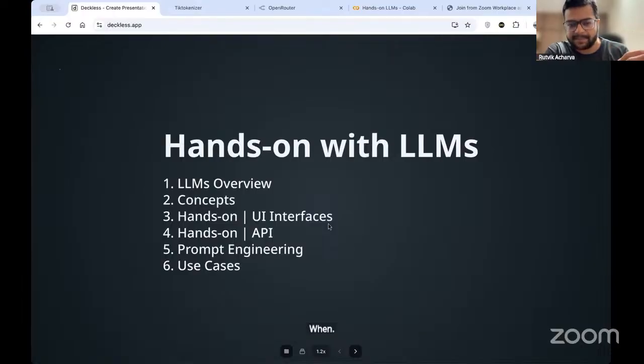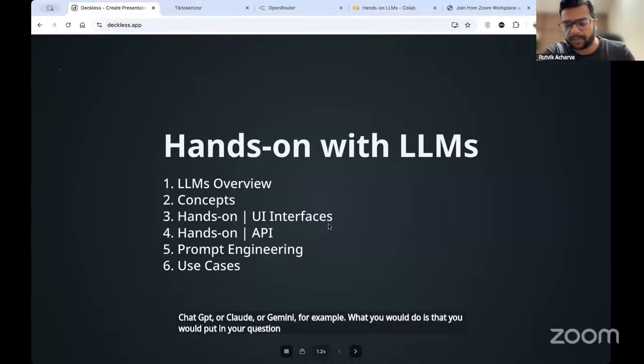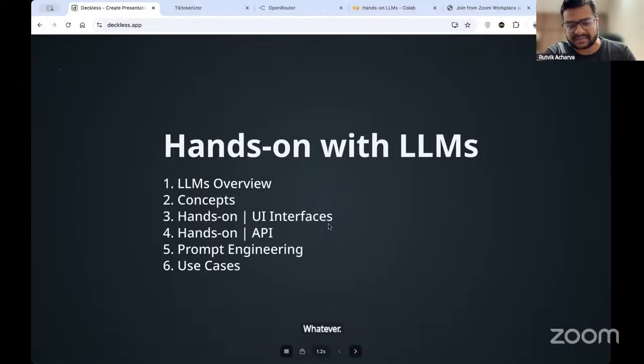So my idea is that whenever I say an API, basically what we mean is think of a general setup that you have with an LLM. You go to ChatGPT or Claude or Gemini, for example. What you would do is that you would put in your question, you will ask it to reformat something, summarize something, explain something, whatever your use case is. But that is going to a different window and then asking it to do something.